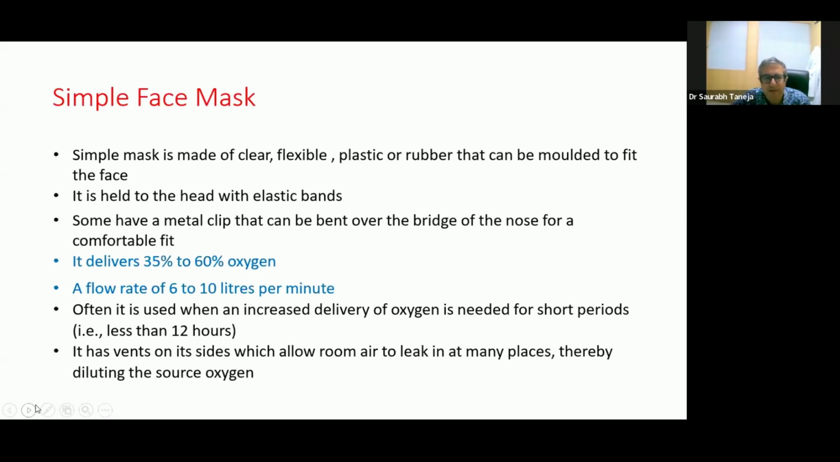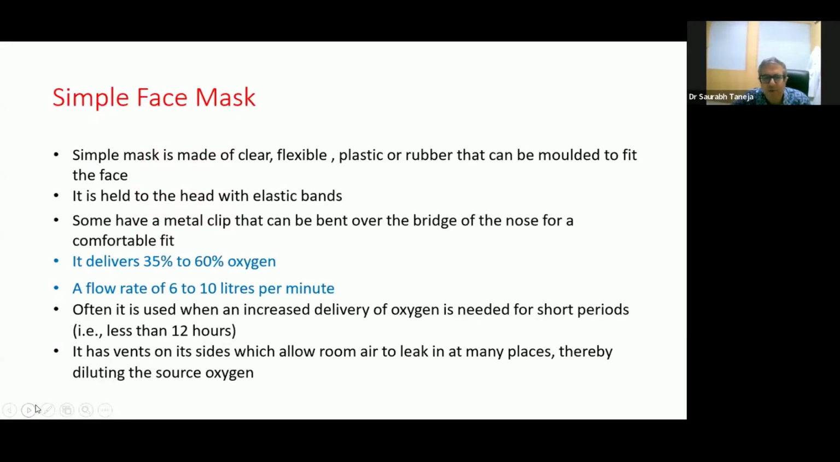Next is a simple face mask. We give oxygen from 35 to 60%, and we try to maintain a flow rate around 8 to 10 liters per minute. It is made of clear, flexible plastic or rubber that can be molded to fit the face. It covers the nose and mouth, and it is clear so that the patient does not feel claustrophobic. It is held to the head with elastic bands, and some have a metal clip over the nose.